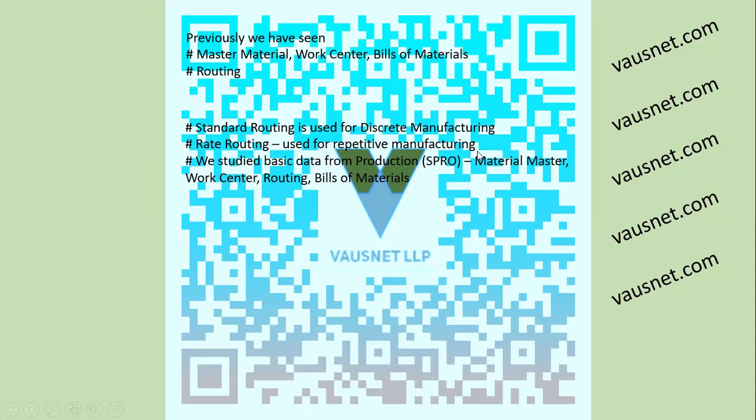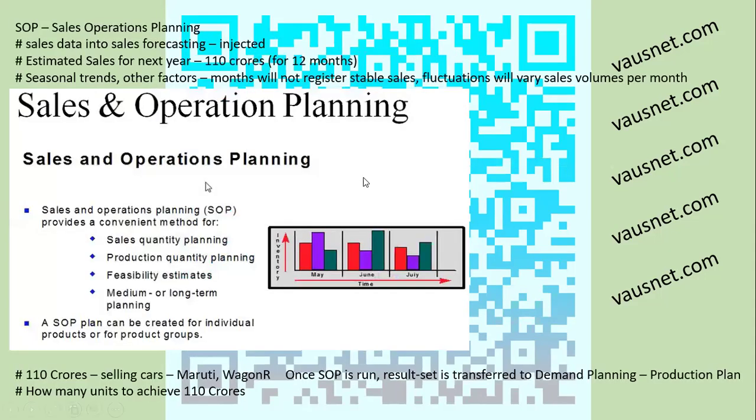Repetitive manufacturing is, for example, like beverages. You are creating beverages every month without any customer order. Okay, so that is repetitive manufacturing. Okay. Now, sales operation planning, this is important because this actually creates requirements for production. Okay.